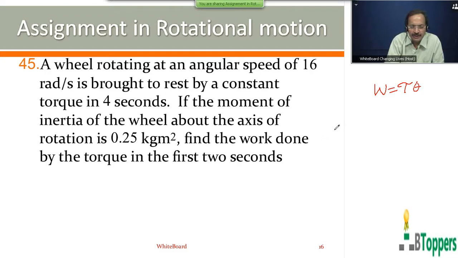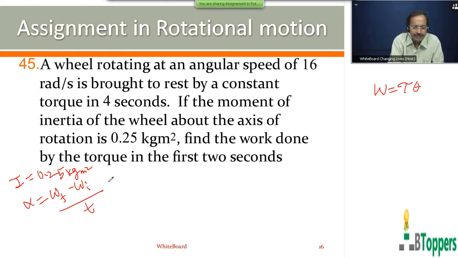So to find the angular displacement theta in the first 2 seconds, you have to know the angular acceleration alpha, and you have to also calculate torque. So moment of inertia is given to be 0.25 kg meter square. So torque can be I into alpha. So we have to calculate alpha now. The angular acceleration alpha, you can write change in the angular velocity by time interval. The final angular velocity of the wheel becomes 0 after 4 seconds. Initial angular velocity of the wheel is 16 radian per second.